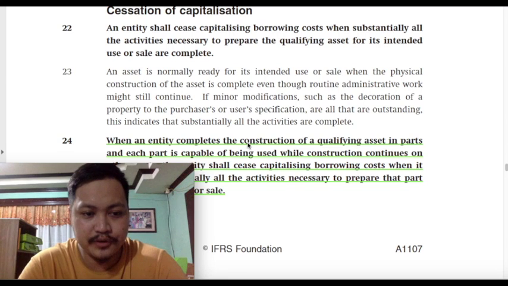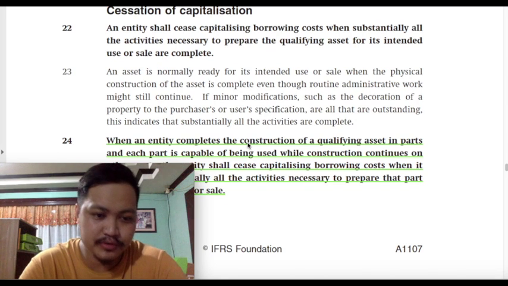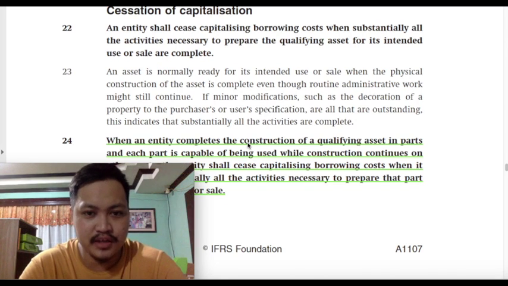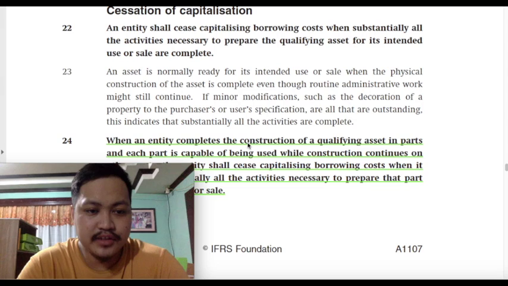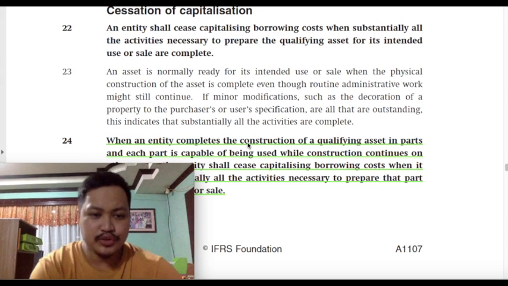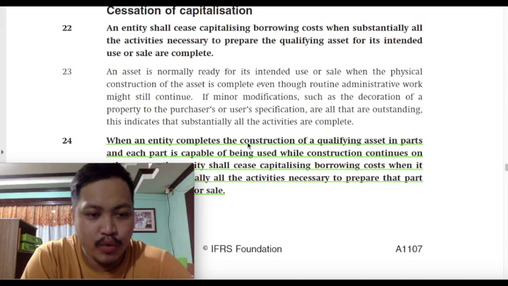The standard further provides, class, that even though there are still minor modifications that will have to be performed to conform to the specifications of the customer or purchaser, class, you will also have to stop capitalizing borrowing cost because it is already considered that the asset is already substantially completed and already ready for its intended use or sale. So this is how you will be tested, class. When do you stop capitalizing borrowing costs?